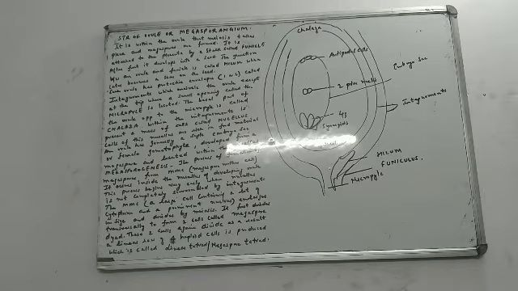Now when this megaspore mother cell divides by meiosis, after it has attained a large size, first it divides to form two cells. The first division, the megaspore mother cell will undergo meiosis and form two cells. That means one megaspore mother cell is now converted into two cells. These two cells are called megaspore dyad, D-Y-A-D. Now these two cells will again divide.